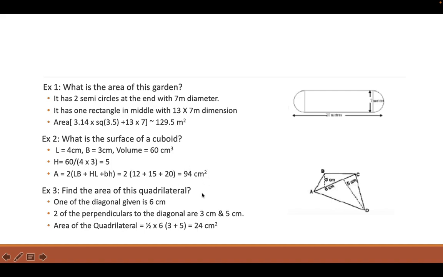Find the area of this quadrilateral. What would be the area of this quadrilateral? You get a diagonal here, and that makes two triangles. So the sum of this triangle and this triangle is the total area of the quadrilateral. Okay, this is what it is saying here. The perpendiculars are given, the diagonal is given, so you can easily calculate. Half base into height, half base into height, add them both and you will get it.